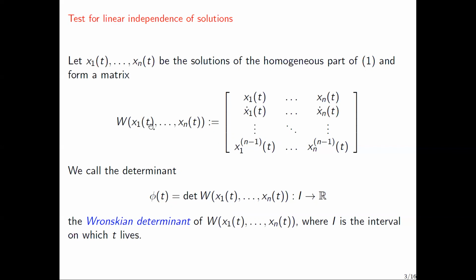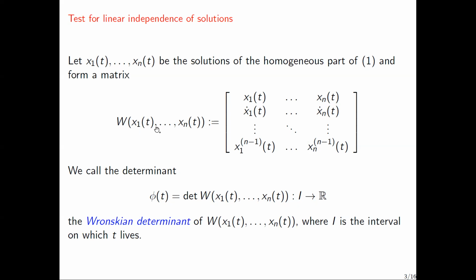So the Wronskian matrix is formed so that we have n solutions. We put them in the first row, and then in the second row we plug in the first derivatives of those solutions, up to the last row, where we plug in the n minus first derivatives of the solutions. And this is a determinant function, which means that it's dependent on the time, on this t. So we compute this Wronskian and its determinant for each specific t.